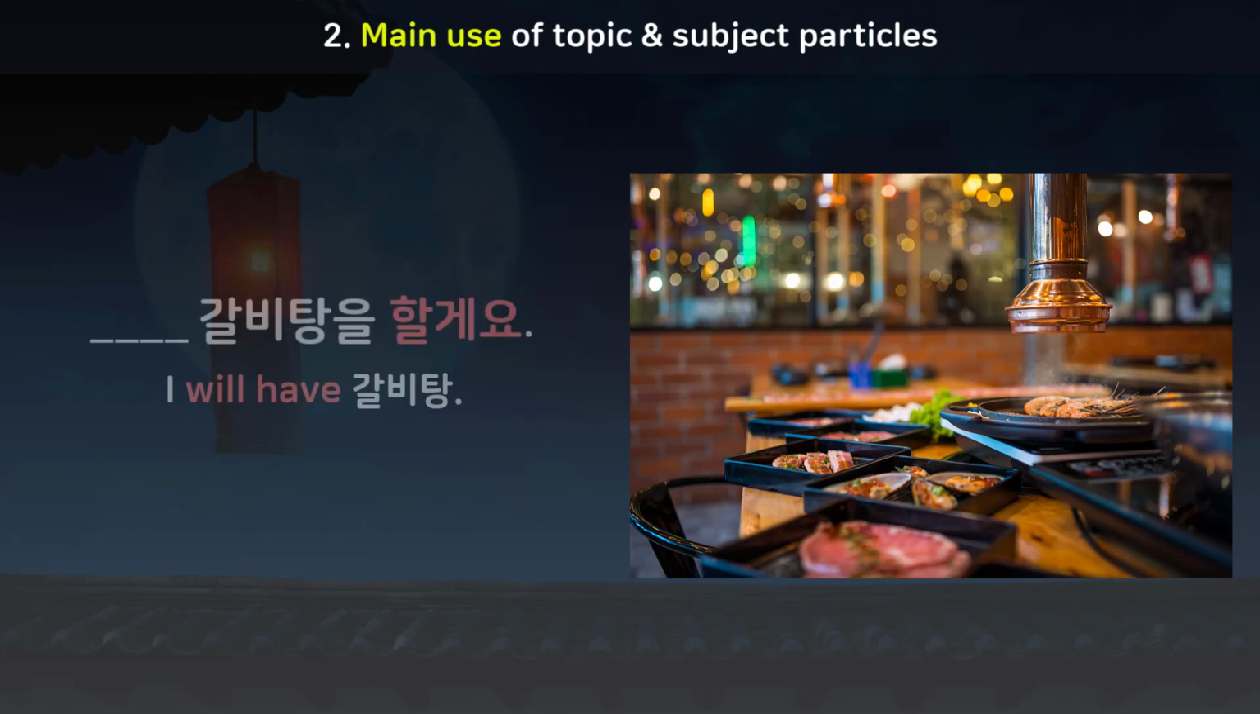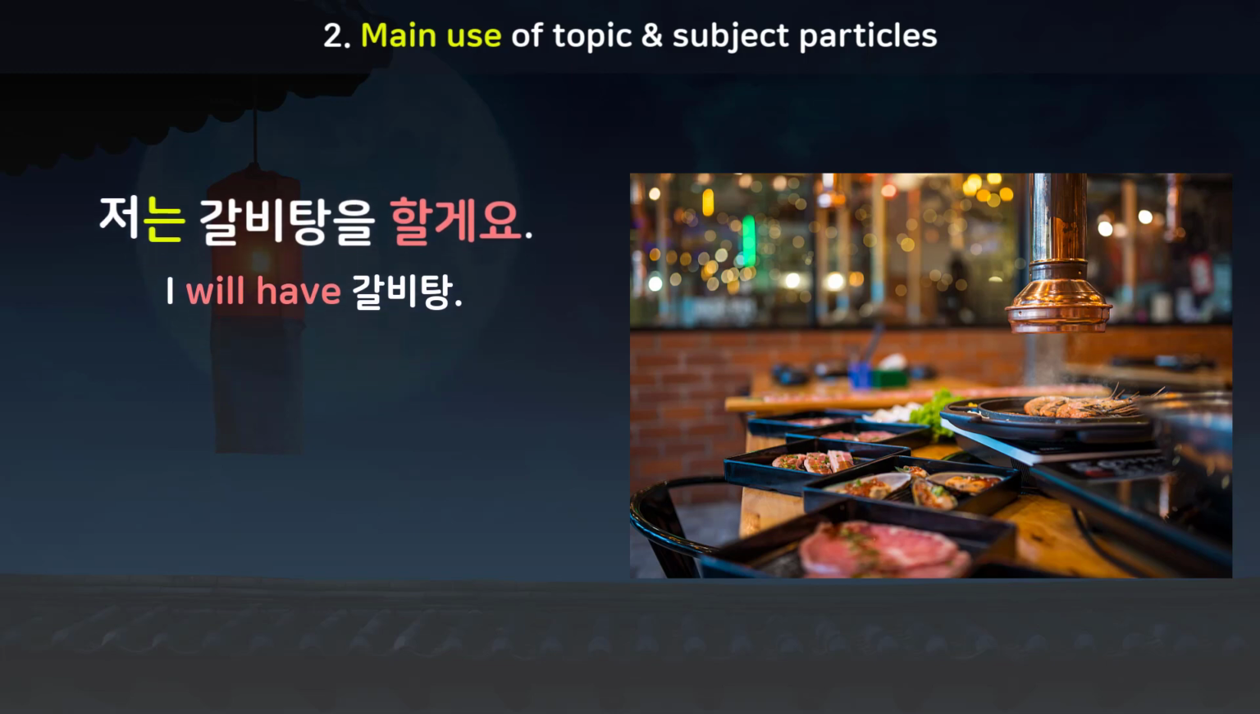Now, to say I will have 갈비탕, do you think we would use the topic particle or the subject particle with the subject I? Now, if you're thinking topic particles, then you're thinking correct. In Korean, this sentence would be 저는 갈비탕을 할게요. I will have 갈비탕. So the focus of this sentence is 갈비탕, the object of the verb. We want to tell the waiting staff that I am having 갈비탕. So we use the topic particle 는 with the sentence subject.